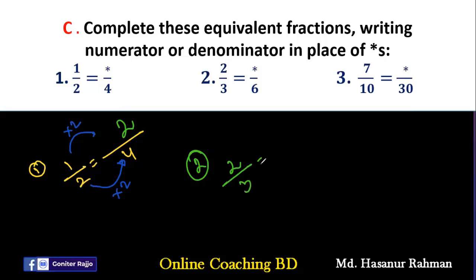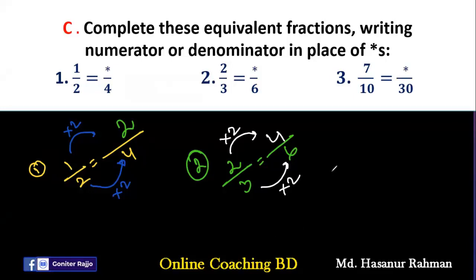2 by 3 equals star divided by 6. Try to find the relation between 3 and 6. If we multiply this 3 by 2, it will be 6. How can we find out? 6 divided by 3 is 2, so 2 multiplied by 3 is 6. If we multiply the denominator by 2, then we have to also multiply this numerator by 2. 2 twos are 4. Now, number 3.